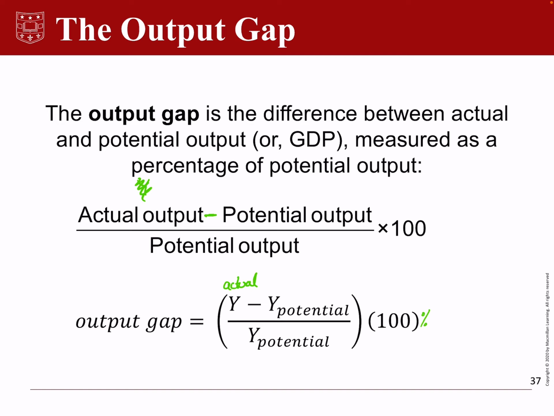And so again, if it is the case that Y, the actual level of gross domestic product, is bigger than potential, then we would have a positive output gap, and vice versa.